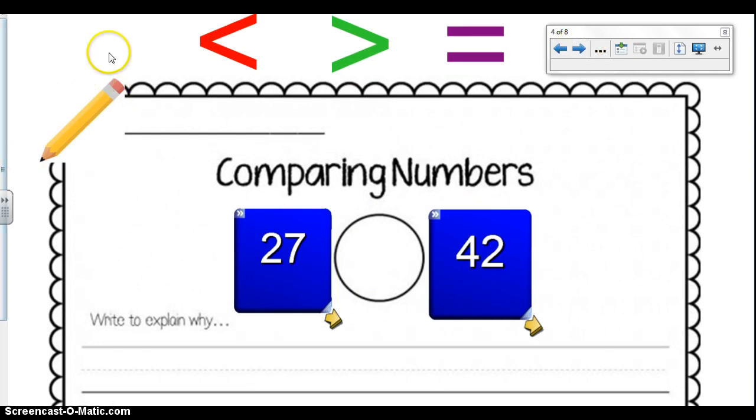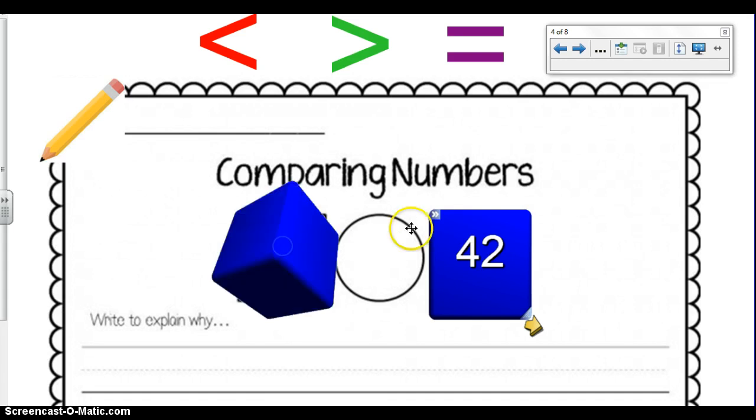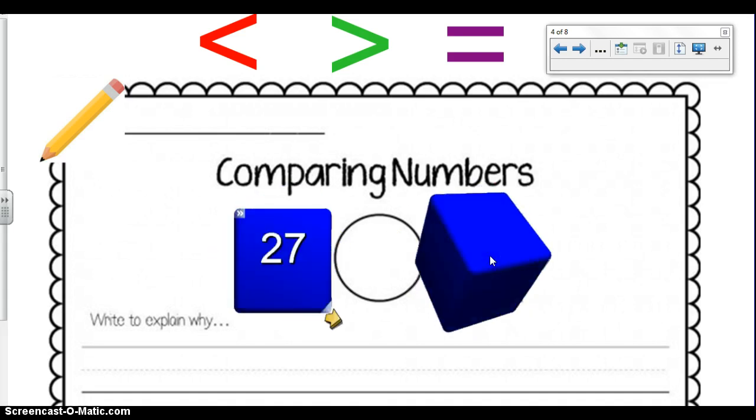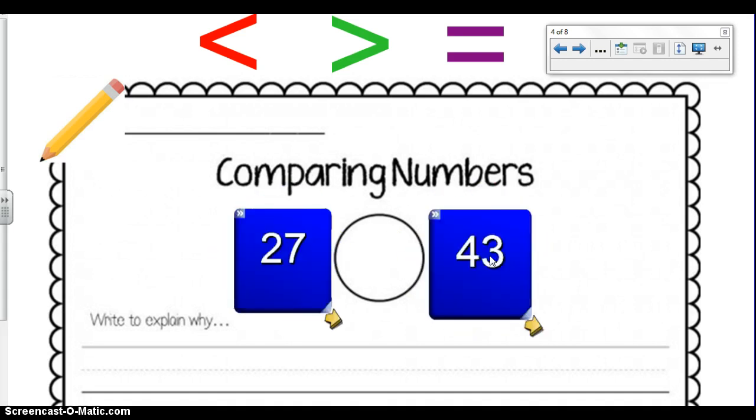So now I want you to get out a pencil, and I want you to get ready to write. I'm going to spin. You write this equation, putting the correct symbol in the middle. So we have 27 and we have 43. Please write those two numbers and put the correct symbol in the middle. I'll give you a second to do that.